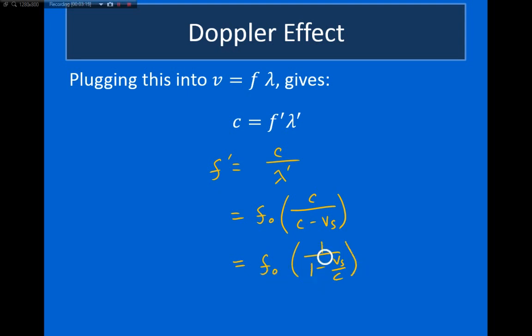Now notice that this formula always gives us a value that is greater than the initial frequency, because I'm taking 1, subtracting something from it. So the number in the denominator here is less than 1. When I have a number in the denominator that's less than 1 like this, I'm going to wind up with something that's going to be bigger.